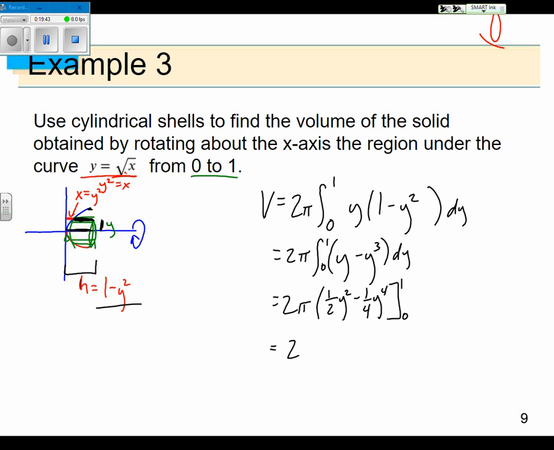So if I plug in 1, I get 1/2 minus 1/4. 1/2 minus 1/4 is 1/4, times 2 is 1/2. So I get half a pi. This is a rare case where I would say that doing the disk was a lot easier. Me just doing the pi r squared and leaving stuff in terms of x was easier, but we're going to have to know both ways, okay?